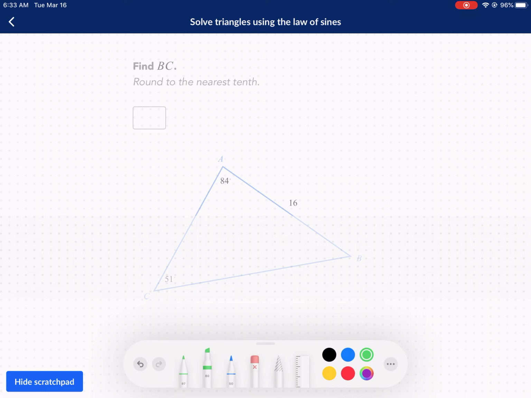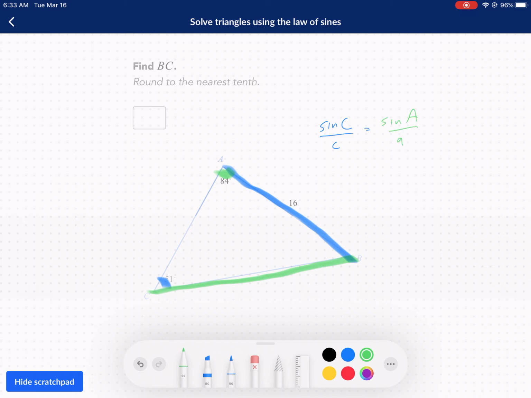That is here, this bottom side. We're given its opposite angle, A. And then what else are we given? We're given that this is C, and then we're given this. So we're given enough to make our proportion. We're going to be using sine C over C is equal to sine A over A.